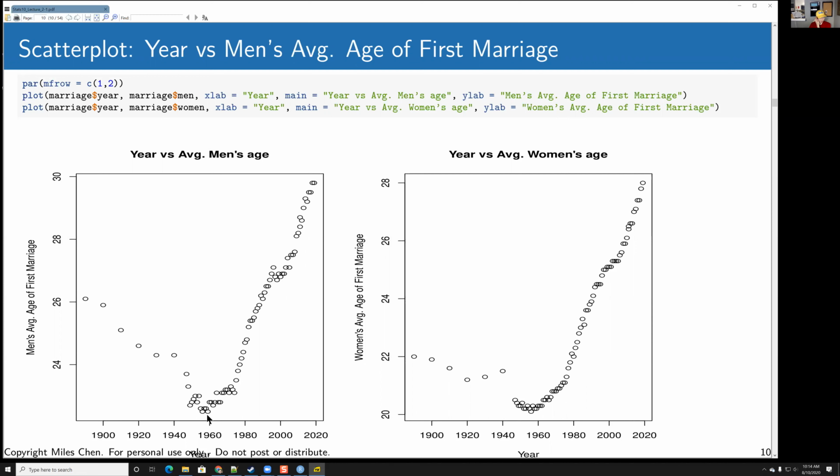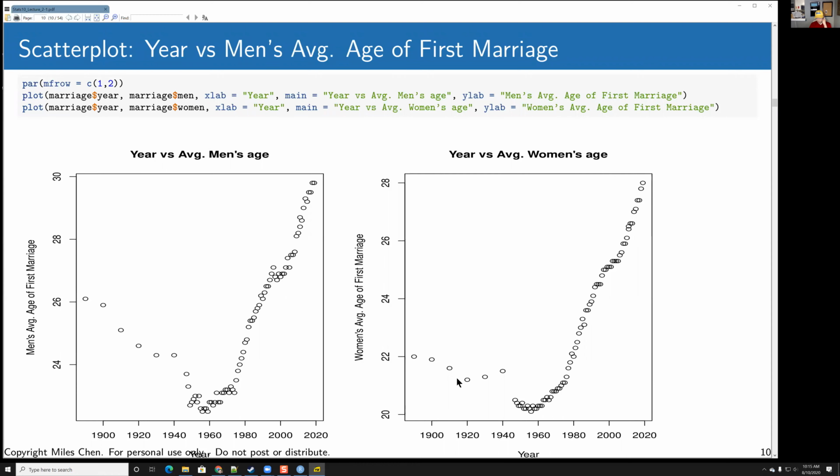And then after 1960, consistently year over year, the average age of first marriage seems to get later and later. So, in the year 2000, something around 27. In the year 2020, something closer to 30, okay?